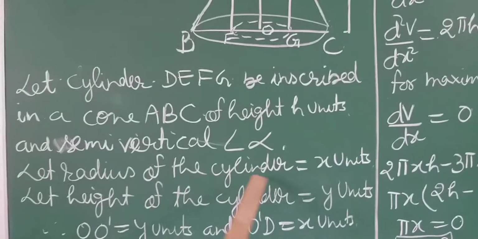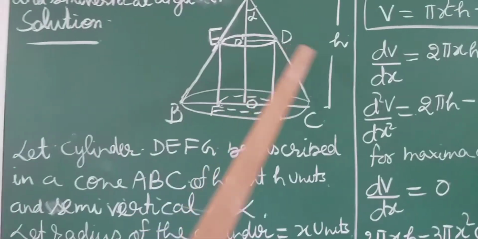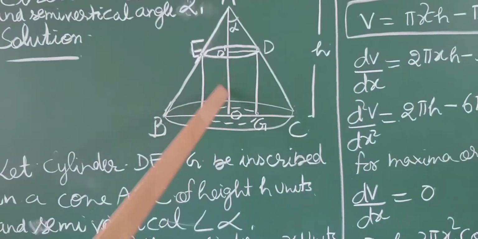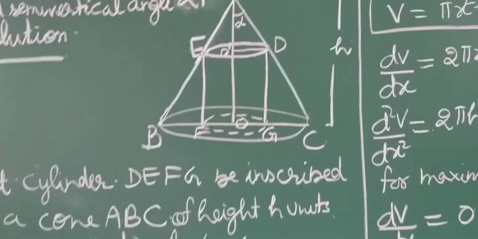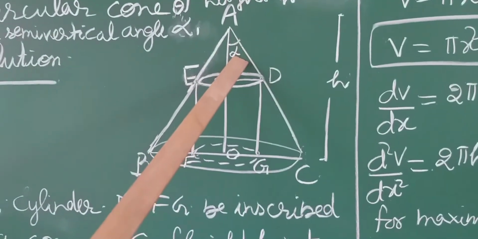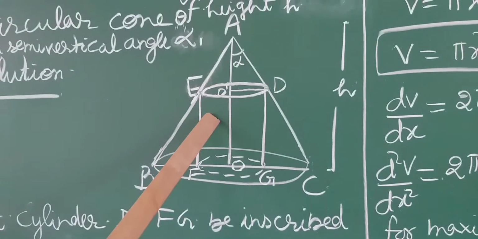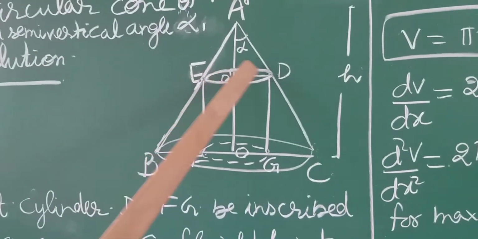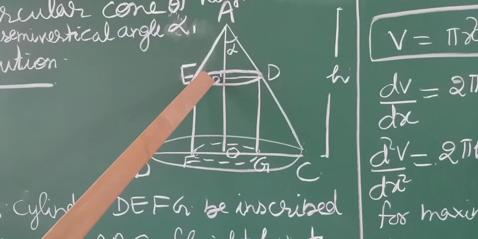Let the radius of the cylinder equal x units, meaning O'D is x units, and the height of the cylinder equals y units, meaning OO' is y units. So students, we have to use h and semi-vertical angle alpha because these two are given to us. So I am going to take triangle AO'D to find the radius of the cylinder and also AO'.